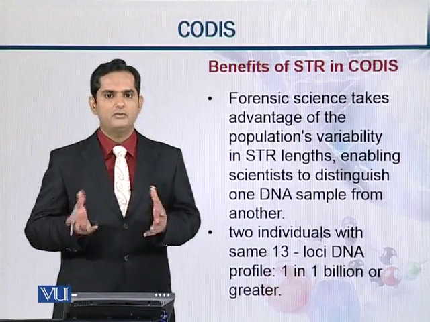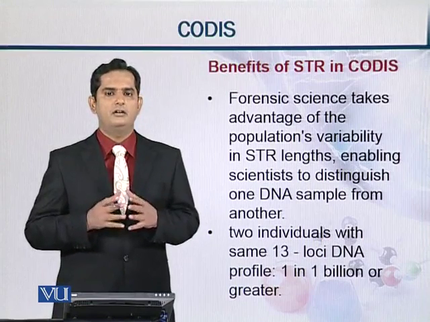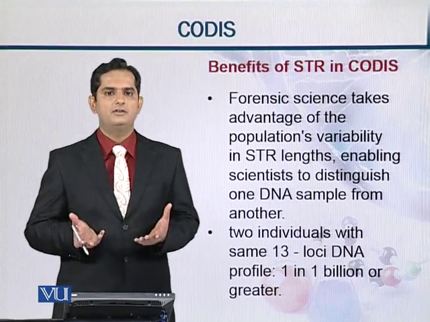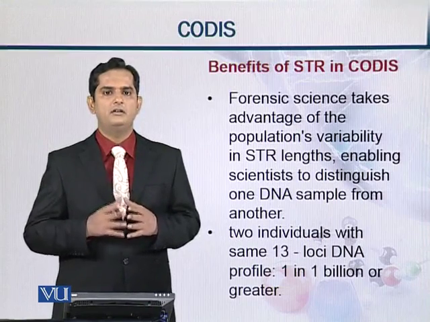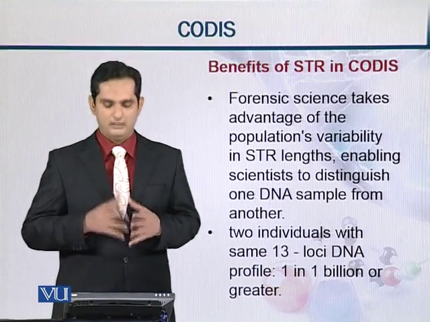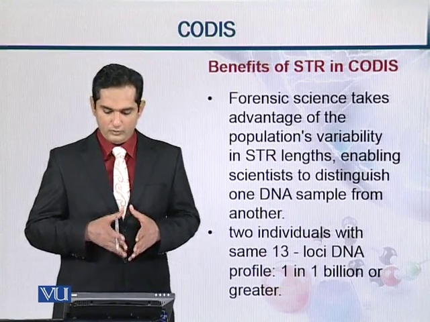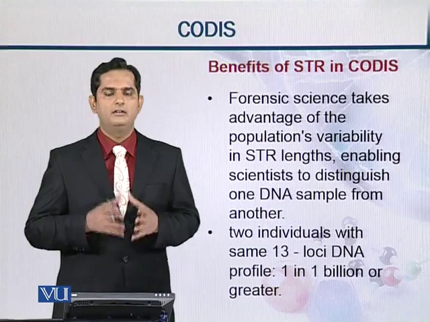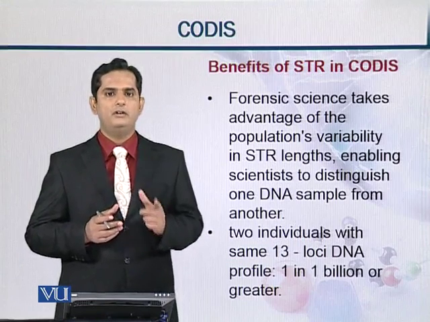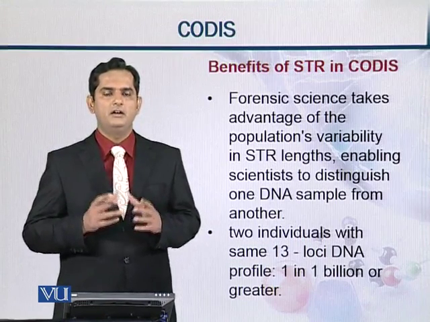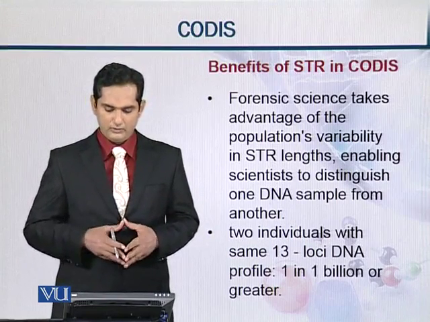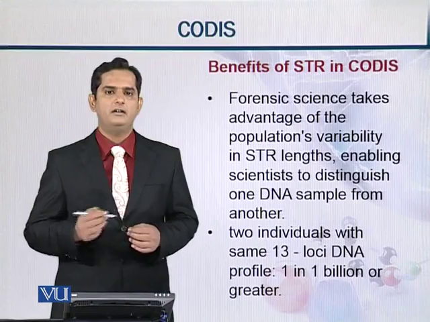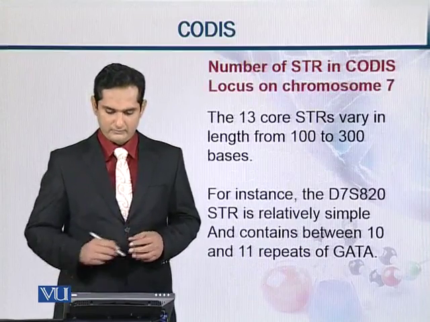Based on this length, biologists or forensic experts are able to identify or differentiate one person from another person. For example, for two individuals with the same 13 loci DNA profile, there would be only one person in 1 billion who has the same information, as shown by this example. There are two individuals with the same 13 loci in a DNA nucleotide sequence.